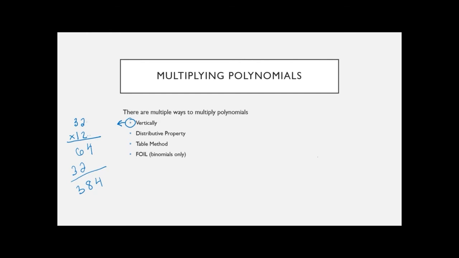The other method that we have on the list is the distributive property, and this is usually used if you have a monomial times anything else. So you have one thing in front of parentheses, and you saw that with the order of operations when you would use the distributive property.